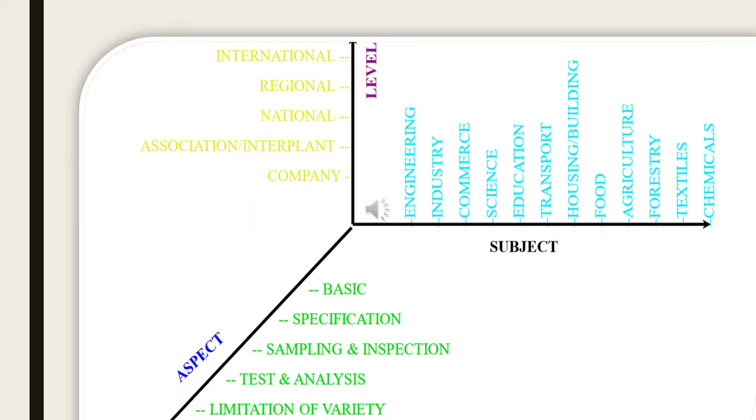Standards are at different levels. So we have international standards, which are global standards established by the International Organization for Standardization. We have regional standards, like for the East African Community, COMESA or SADC and other trading blocs. Then we have national standards, like Rwanda can have her own standards. Then you have association or interplant standards.